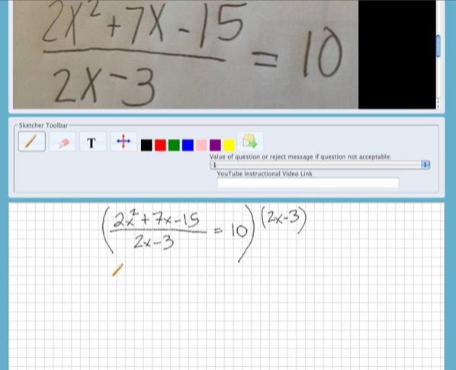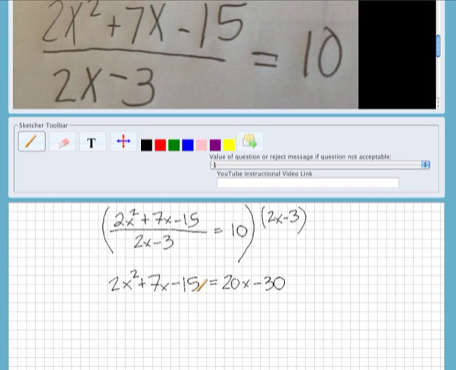The left side cancels the 2x minus 3 here, so we're left with 2x squared plus 7x minus 15. And then on the right side here, I'm going to distribute the 10 into both of these. So we'll get 20x minus 30.